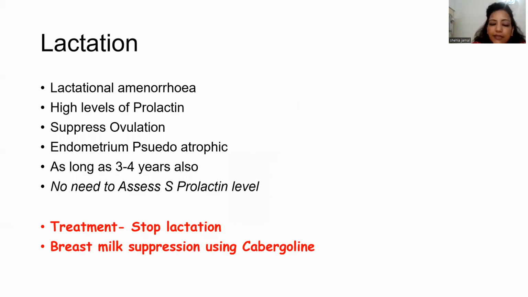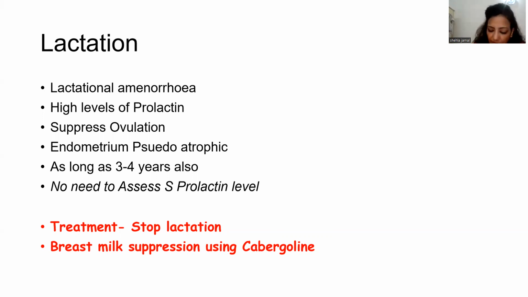Lactation: when the patient is lactating and she is amenorrheic, it is known as lactational amenorrhea. You see high levels of prolactin which suppress ovulation. Endometrium becomes pseudoatrophic, and as long as 3 to 4 years also, if the patient is lactating, patients are having amenorrhea. There is no need to assess secondary amenorrhea caused due to lactation by measuring serum prolactin level, because we already know that they will be high. So treatment: stop lactation if the patient is anxious, and in some cases you may prescribe cabergoline to suppress breast milk.